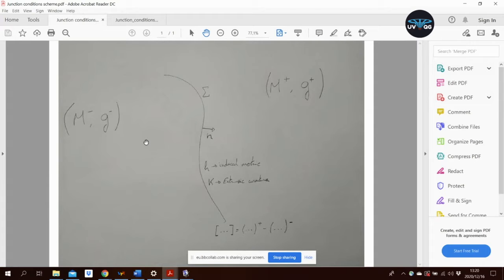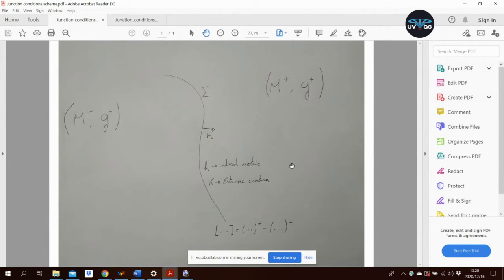So for example, in GR, what you need to assume is just that the induced metric has the same value on one side of the hypersurface and on the other side of the hypersurface. And the fact that the induced metric is continuous means that there is at least one coordinate system in which you can describe this whole system by a unique metric, a four-dimensional metric or n-dimensional metric, depending on the dimension of your spacetime, that is continuous along the whole spacetime.